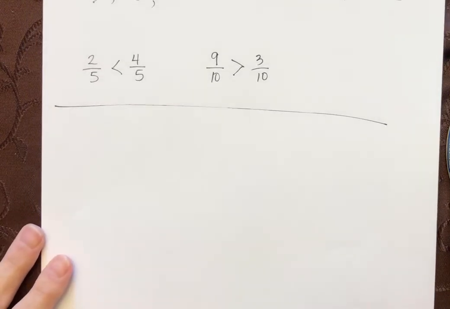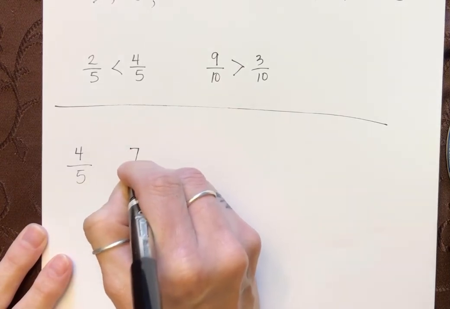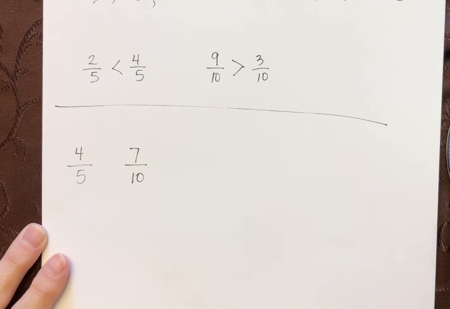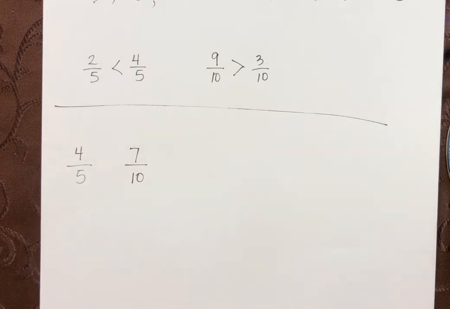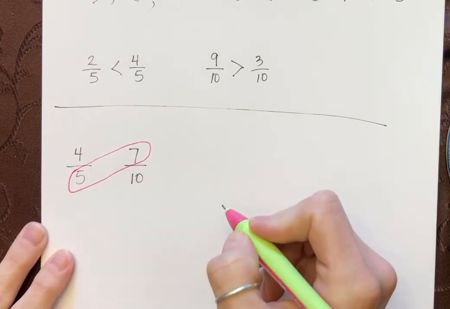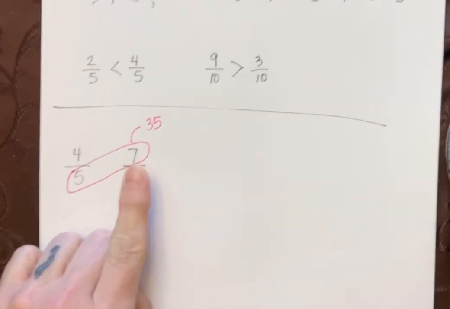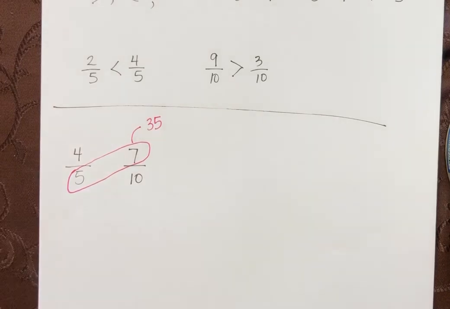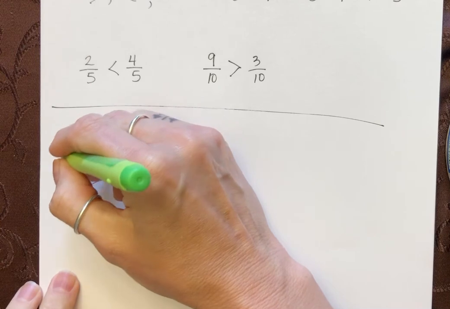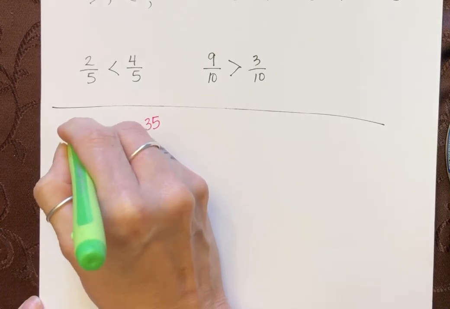All right, so I'm going to start off with a fraction like 4/5, and let's do 7/10, okay? Now, to do the butterfly method, you're going to do something called cross multiply. So I'm going to take 5 times 7, okay? 5 times 7 equals 35, okay? Next, I'm going to take 4 times 10. 4 times 10 is 40.